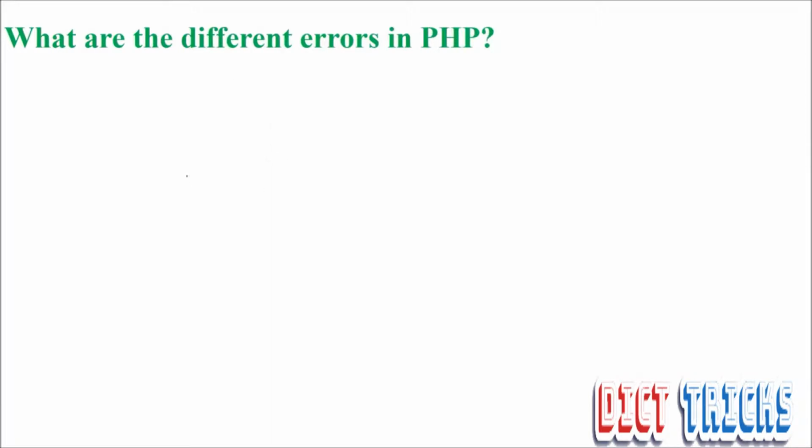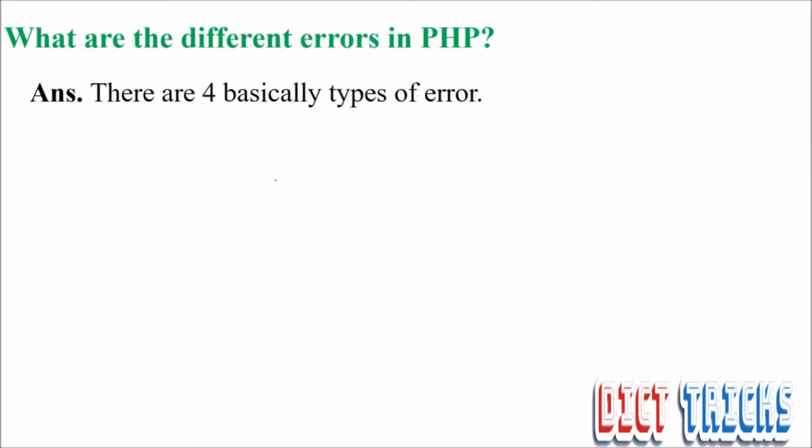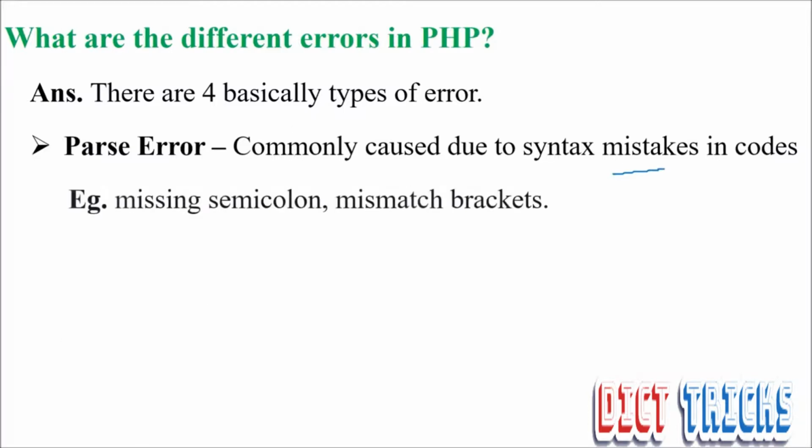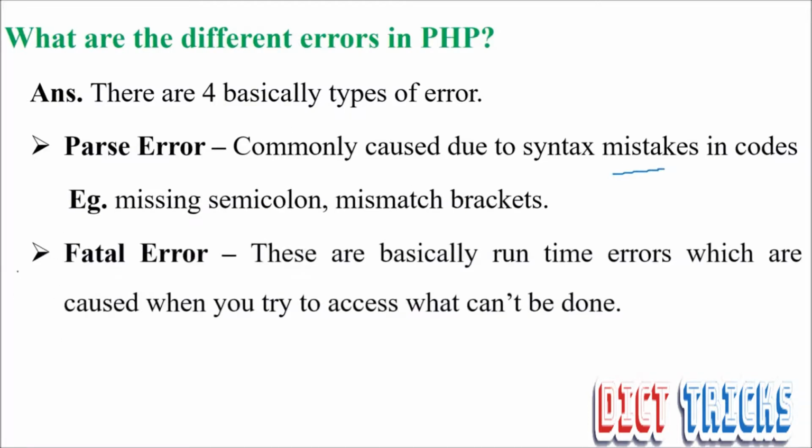What are the different errors in PHP? There are four basic types of error. First is the parse error, and this is commonly caused due to syntax mistakes in code, like a missing semicolon or mismatched brackets.